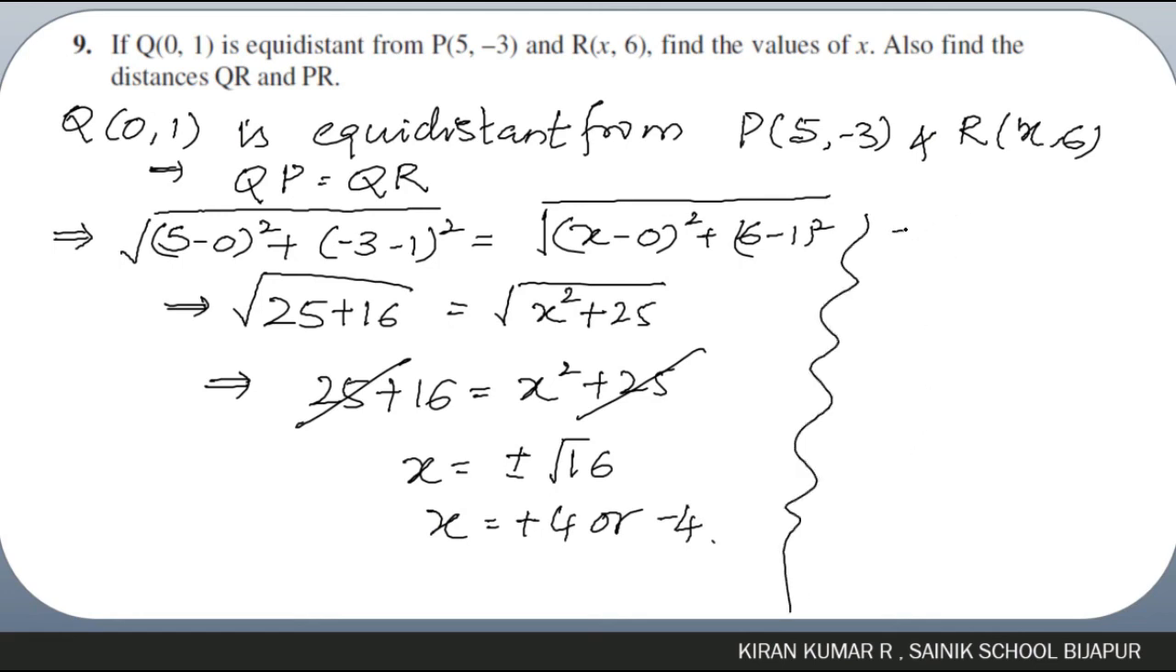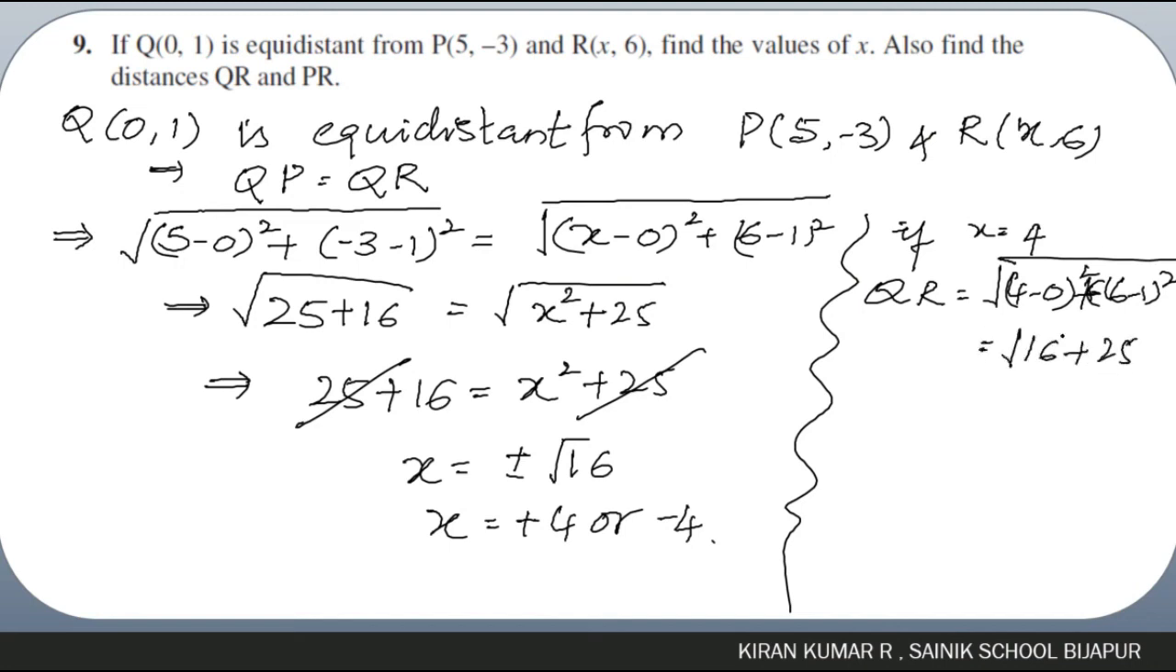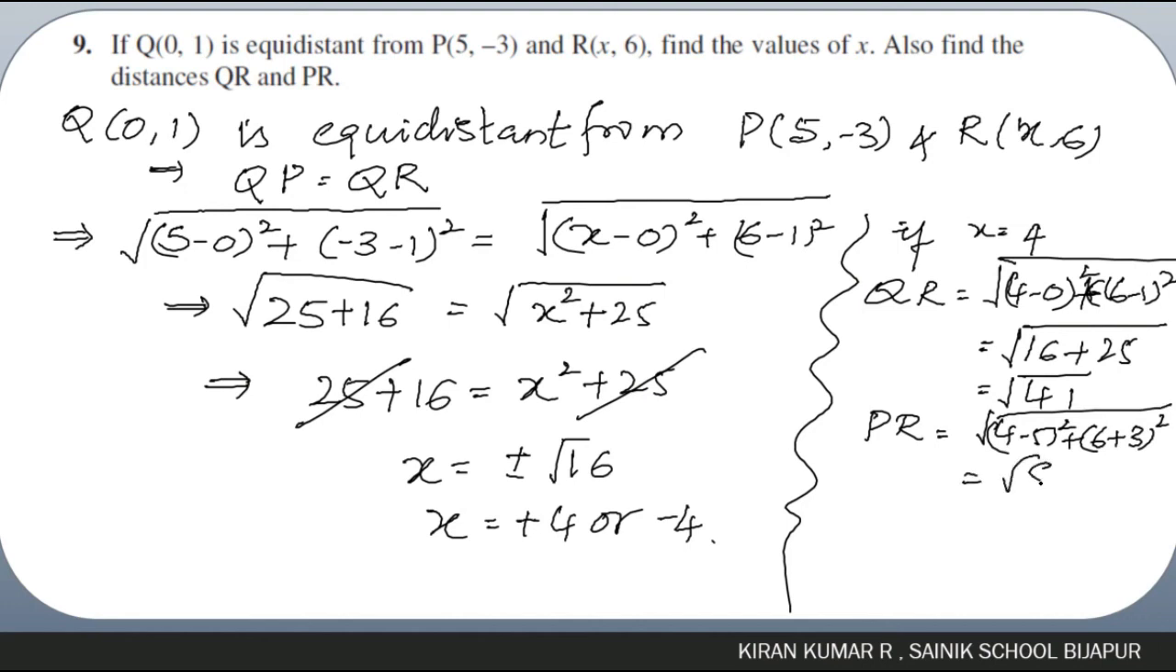Alright, if the value of x is positive 4, the length of QR will become root of (4 minus 0) whole square plus (6 minus 1) whole square. We get it as root of 16 plus 25, which is root 41. The length of PR will be root of (4 minus 5) whole square plus (6 plus 3) whole square. We get it as root 82.